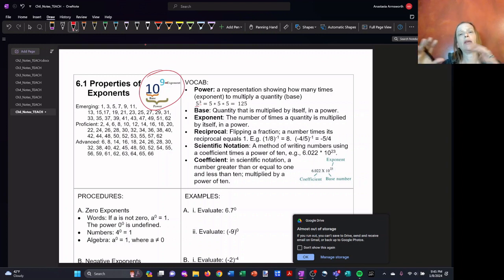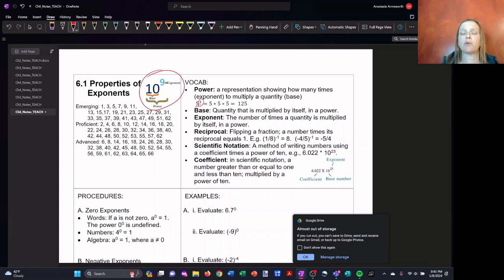And we raise it to an exponent, in this case, the 3, and that's the number of times that you multiply the quantity. So it's why we've got 3 5s here that are multiplied together, because this was 5 to the third power. And so this total is 125. 5 times 5 times 5 is 125.